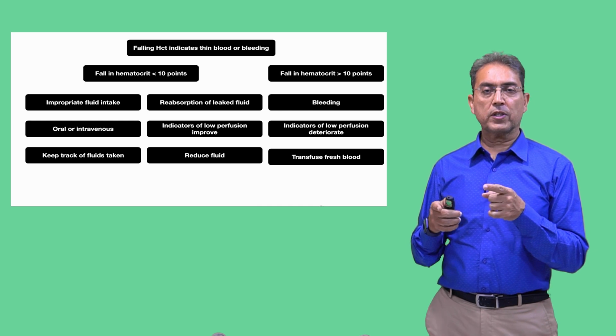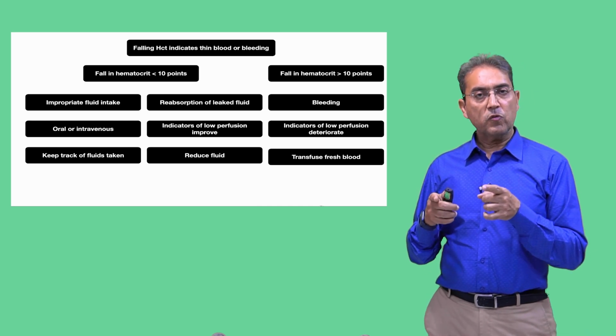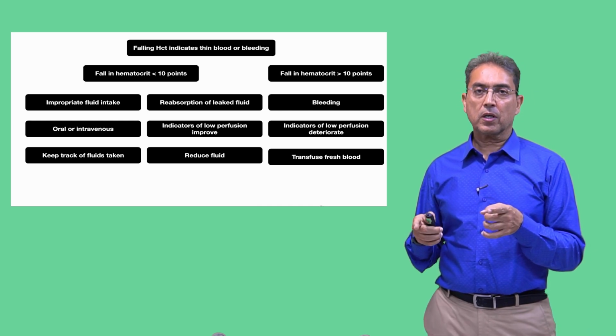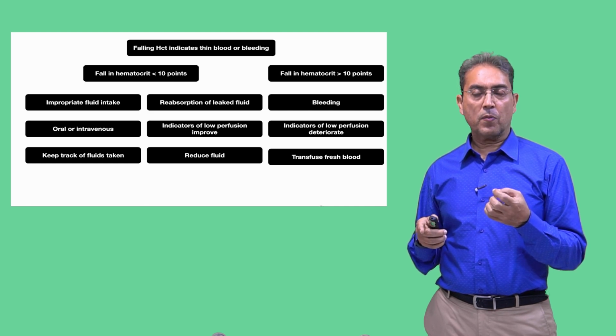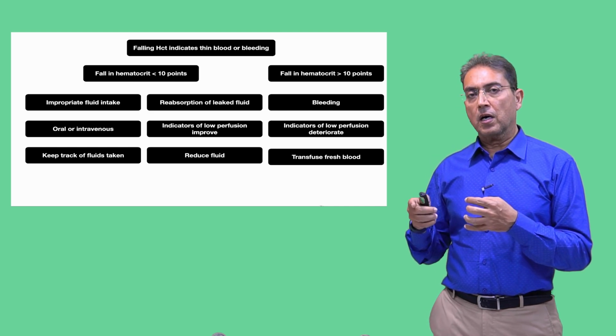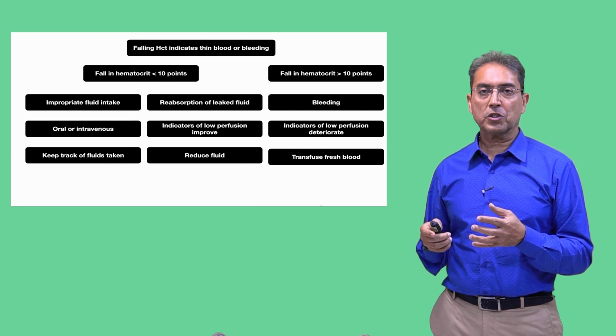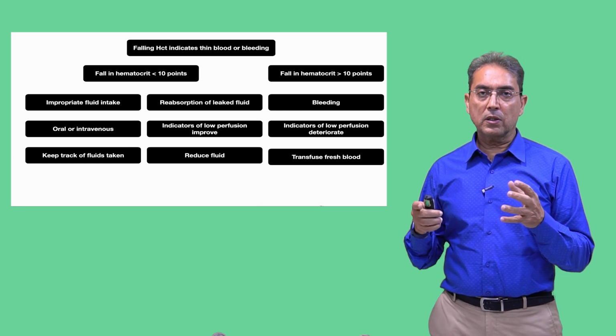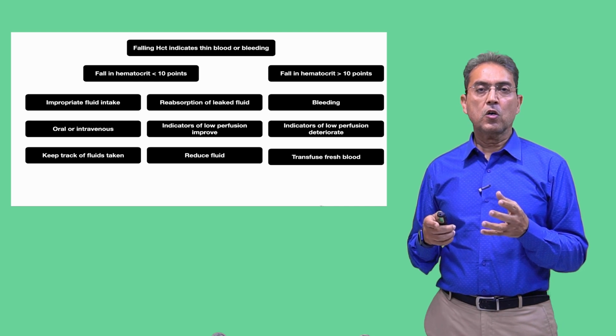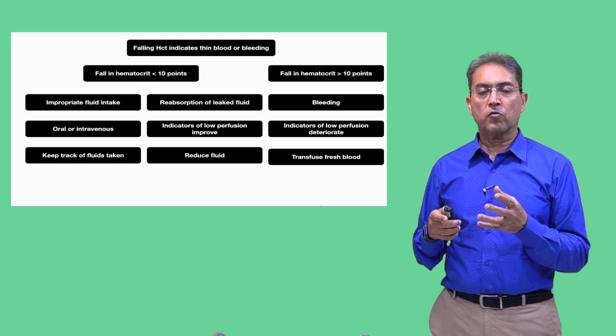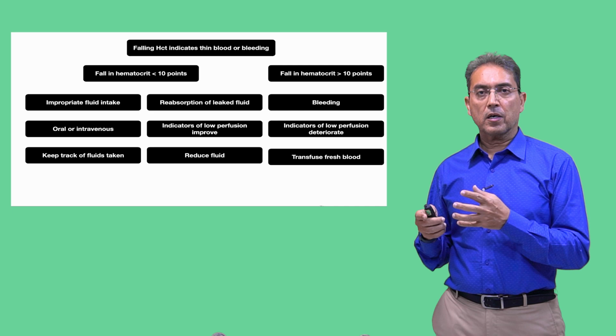So in this situation, when the hematocrit is falling, the vitals become important. In reabsorption, vitals normalize, while in bleeding, the vitals start deteriorating. So this is how we differentiate these situations, and depending upon these circumstances, we design our treatment for patients who have dengue fever.